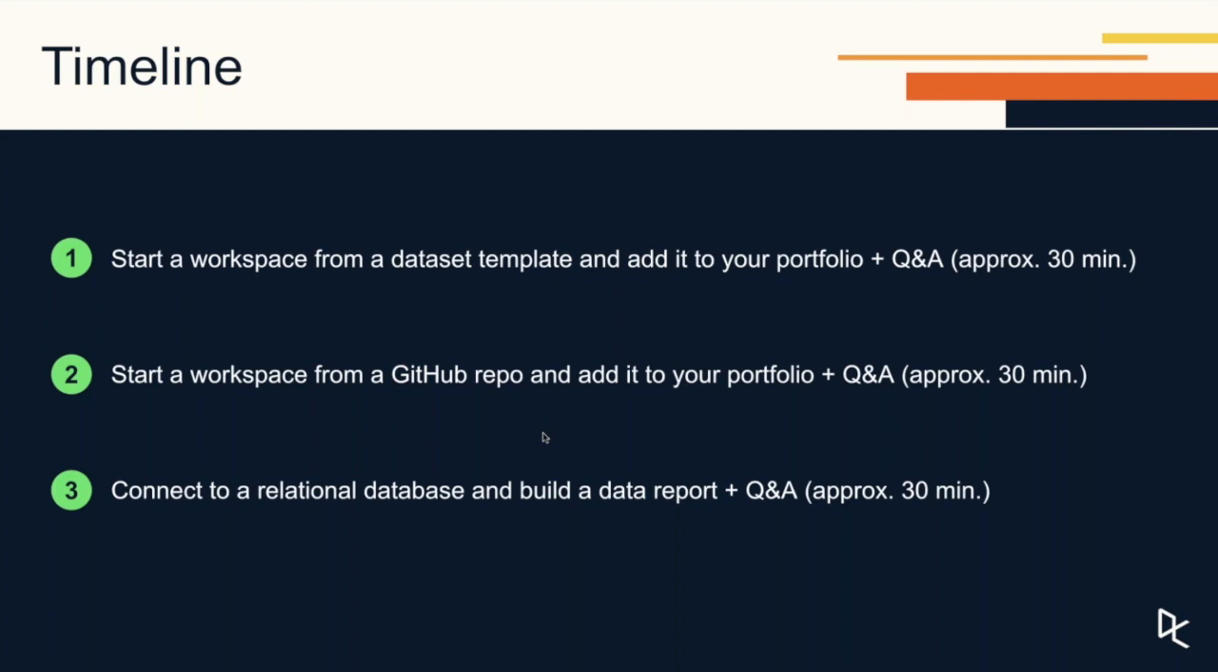Today's live code along is divided into several parts. First, Filip will show you how you can start your workspace from a template and add it to your portfolio. Next, Filip will start a workspace from a GitHub repository and explain how you can add this to your portfolio as well. And finally, he will connect the workspace to a relational database and build a data report. Every part will take about 30 minutes and will have its own Q&A section. If you have any questions, feel free to ask them via the questions button on the control panel of GoToWebinar. Filip will then try his best to answer them during the corresponding Q&A session.